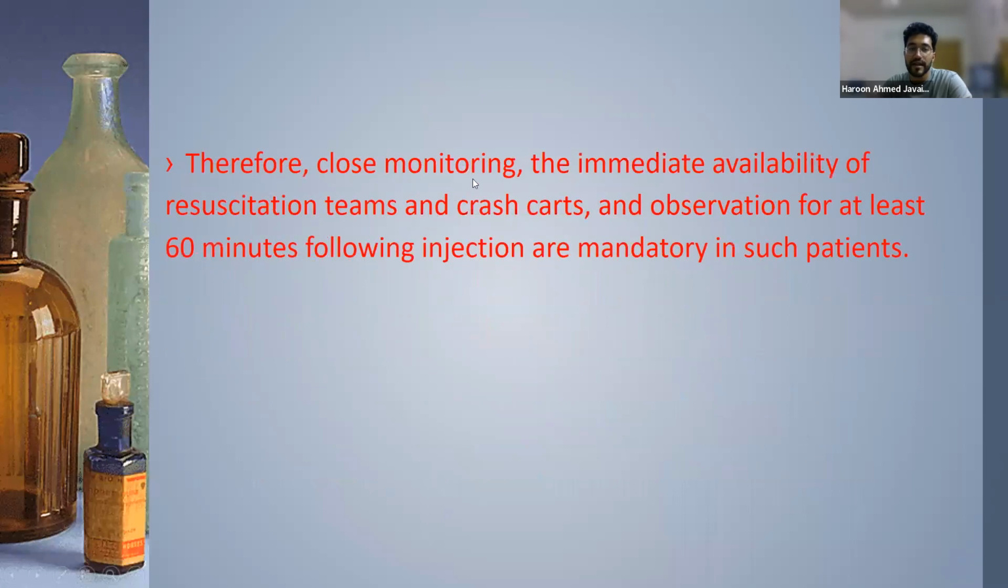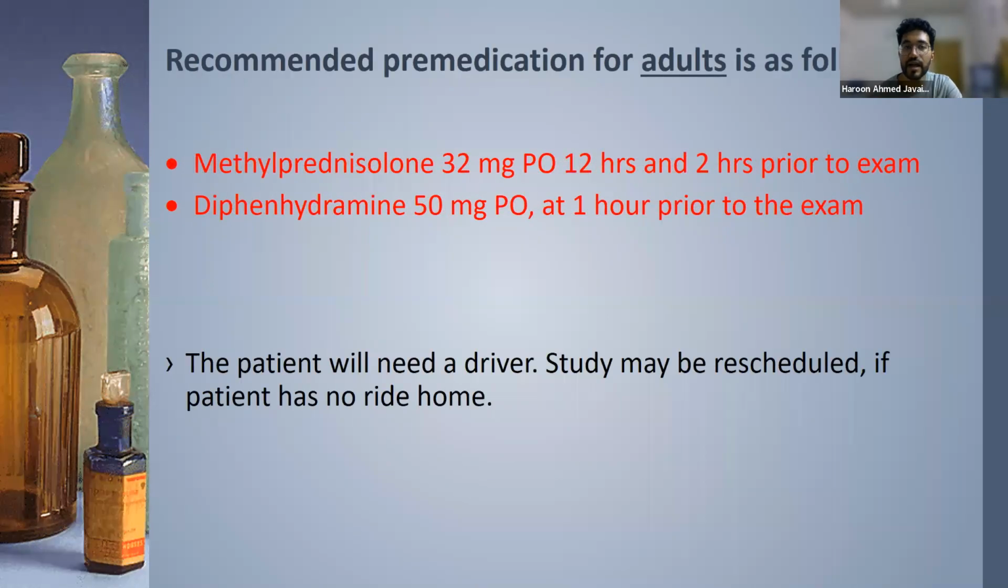And then they are telling you that if a patient is high risk, then you need to have immediate availability of resuscitation. Basically, a CPR team should be available. The crash cart has the defibrillator, IV, epinephrine, everything that may be needed to manage the patient in an acute setting. Recommended pre-medication for adults is as follows. So you need to memorize these.